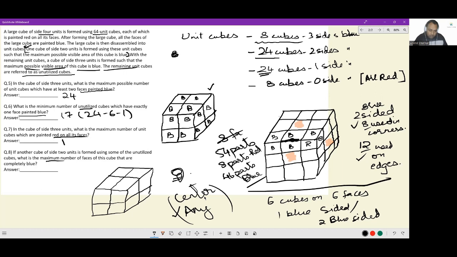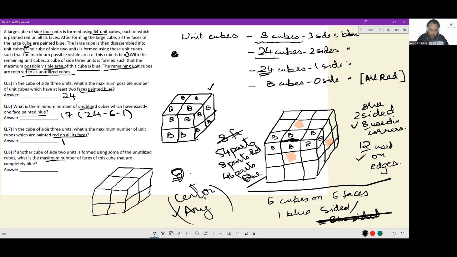Here, my decision about certain things will change. Here, if I want blue to be displayed most on the faces of this cube, of the 6 cubes on the 6 faces that I'm displaying, I will only use up one blue-sided cube here. So now I have four cubes left that are painted blue on two sides. So where would I put them?